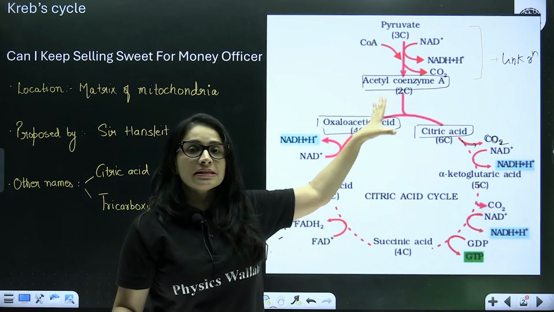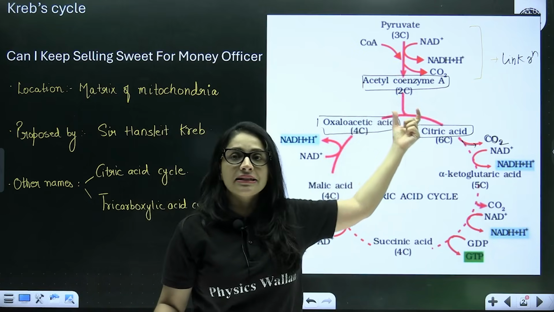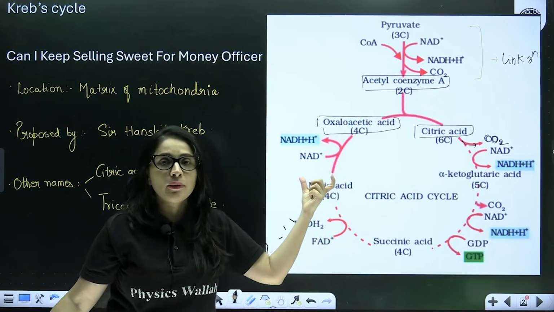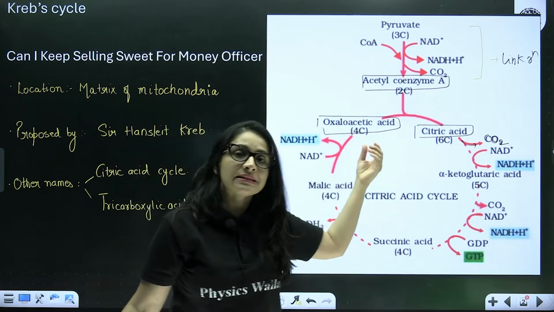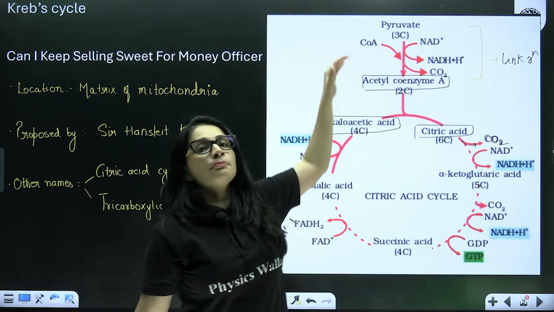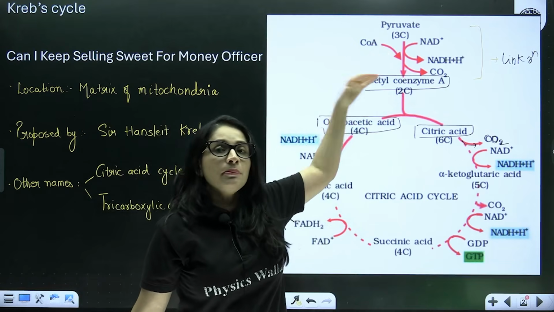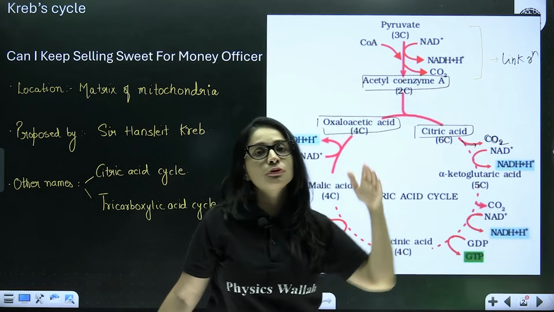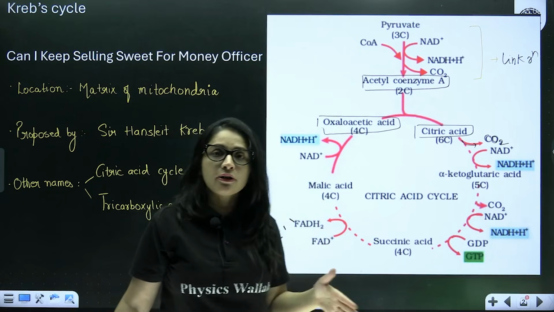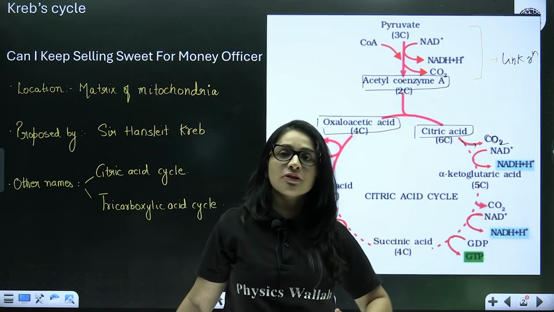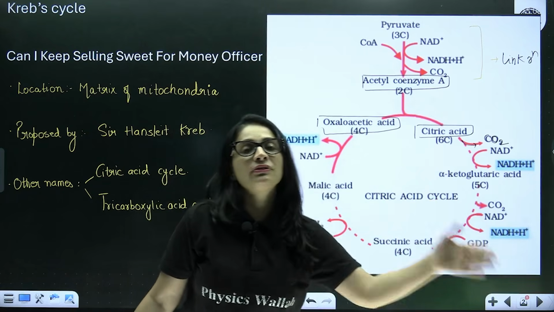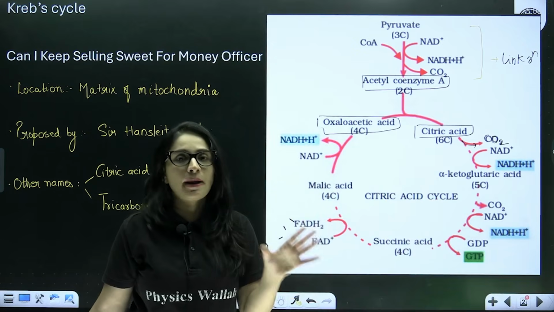So instead of directly showing condensation of acetyl coenzyme A with oxaloacetic acid, it is always suggested to start from pyruvic acid. That means from link reaction, first we are going to produce the first substrate of Krebs cycle, which is acetyl coenzyme A, and then we will start the actual process of Krebs cycle.